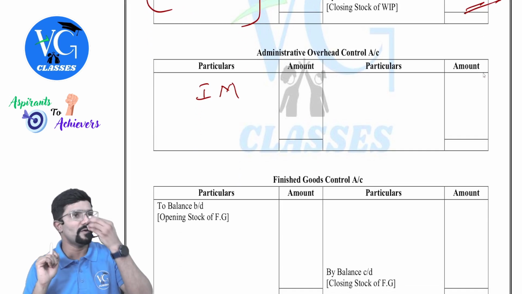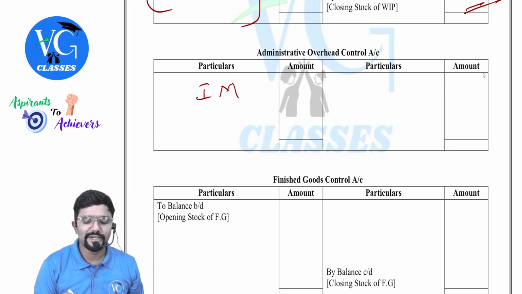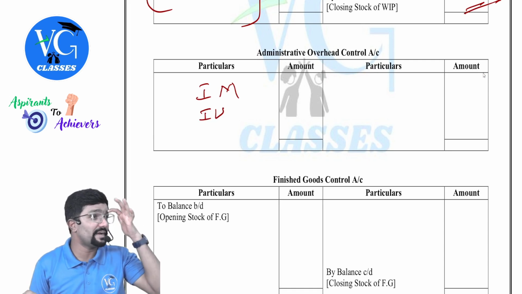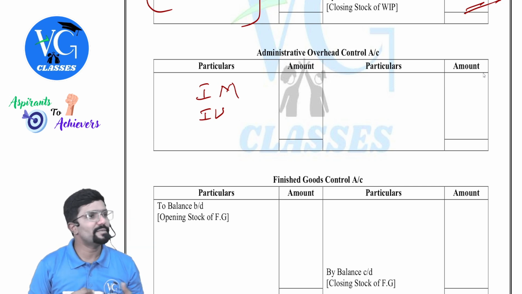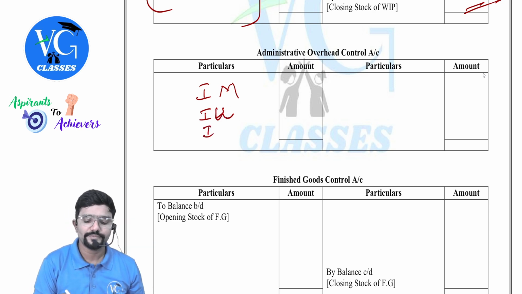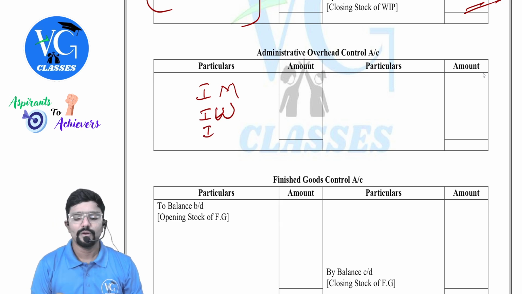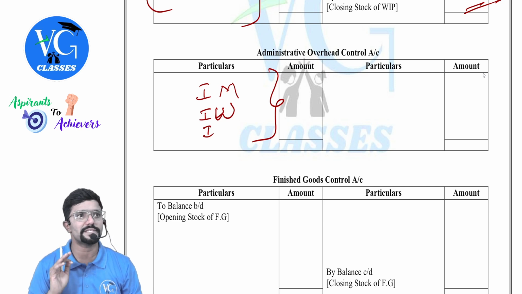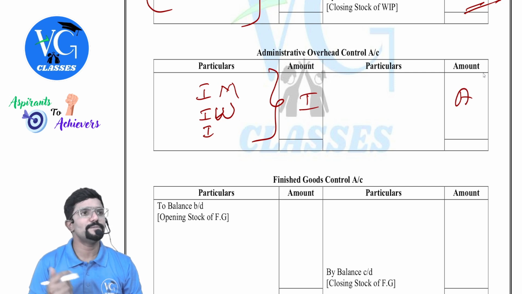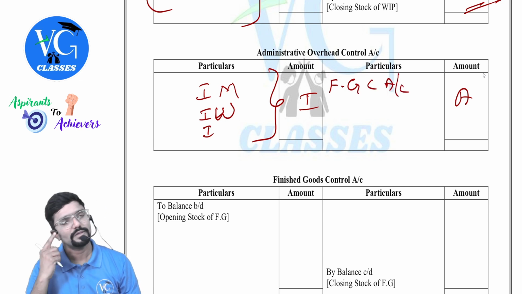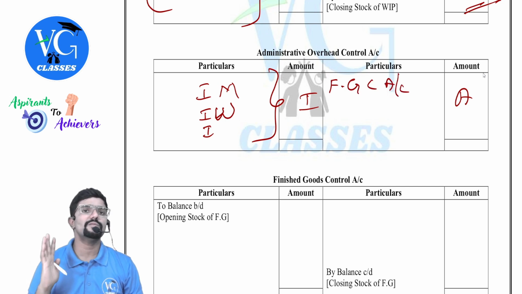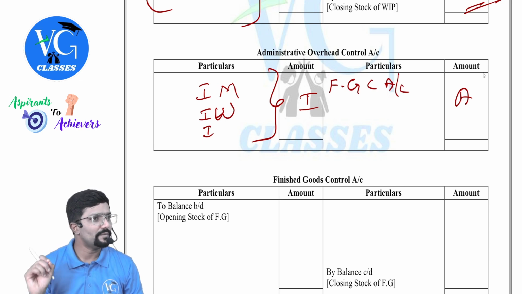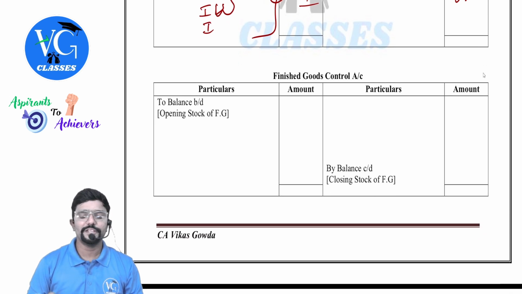Next, coming to administrative overhead control account. Sir, indirect material or indirect wages received will be debited here. Plus, if there is any administrative overhead incurred, debit it. On the debit side, total incurred is there, including indirect material and indirect wages. Now, we have to observe it. Who will observe this? Which is the next account? Finished goods control account. Finished goods control account will observe administrative overhead.